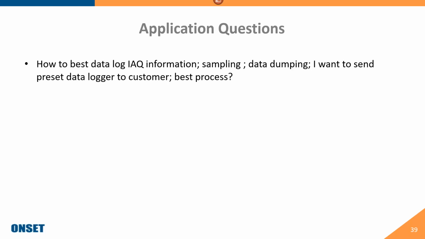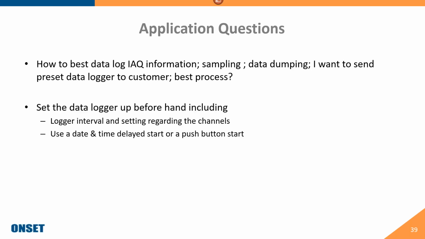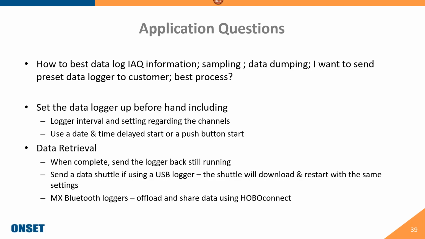How best to set up indoor air quality information and data dumping. This particular person wants to send this to a customer and let them do it so they don't need to be on site. And what I would do here is set up the data logger beforehand, set up the logging interval and all of the settings on the channels, and then either use a date and time start or a push button start. And from there, once the person gets it, they can put it into their environment.